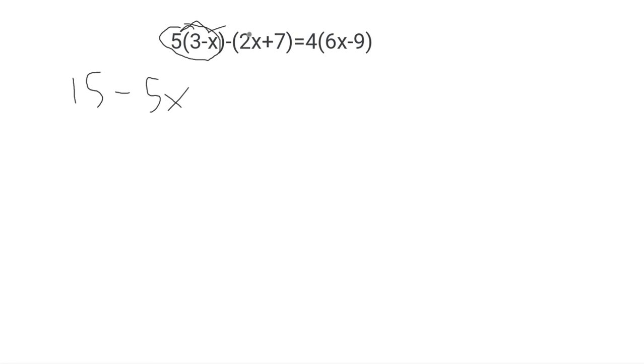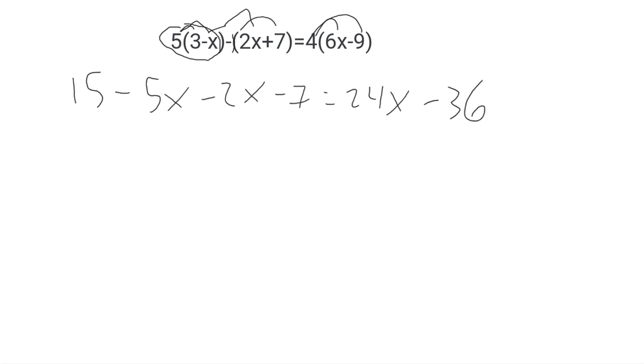Then this portion technically means negative 1, and negative 1 times 2 is negative 2x, and then negative 1 times 7 is negative 7. Distributing again, I get 24x, and 4 minus 9 is negative 36.